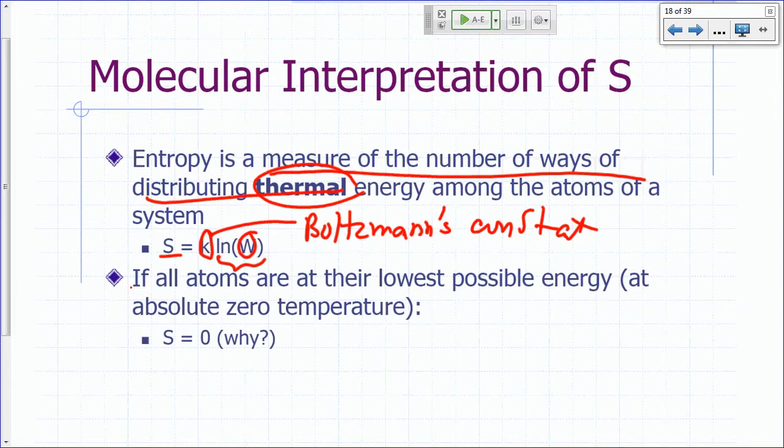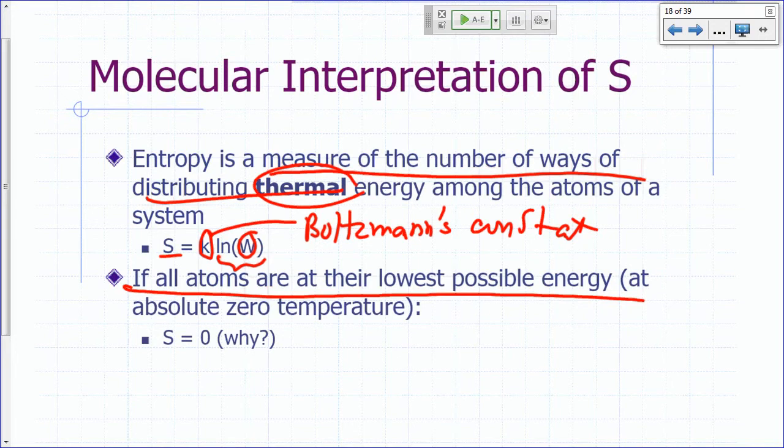So what happens if all of the atoms are at their lowest possible energy? They don't have any thermal energy, zero thermal energy. All of their energy is potential. What would be the number of ways you can distribute nothing? If I've got $0, how many ways can I distribute $0 among all of you atoms in this classroom? One way. You all get nothing. That's the only way, right? So the number of ways of distributing nothing is one way.